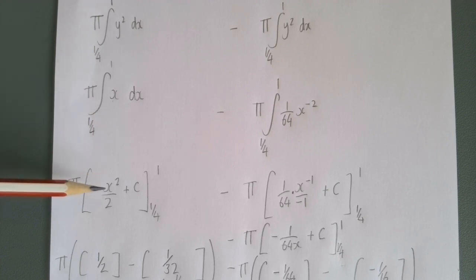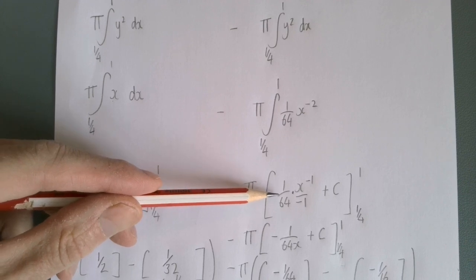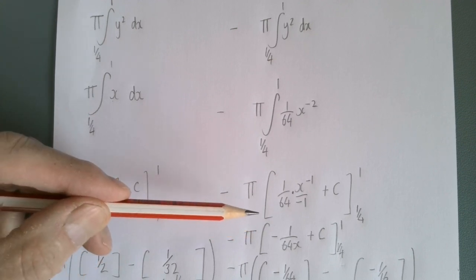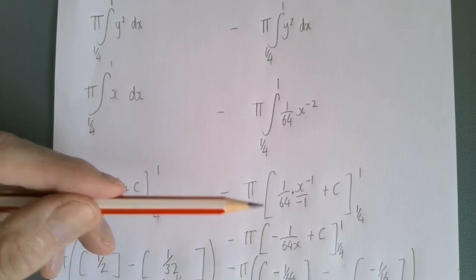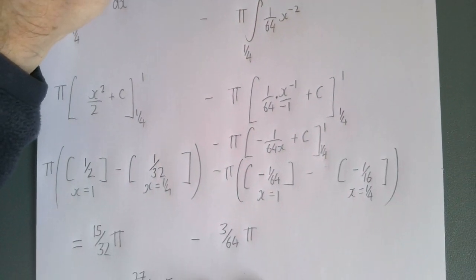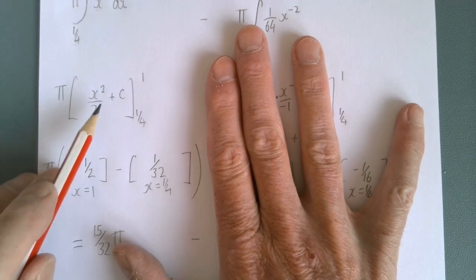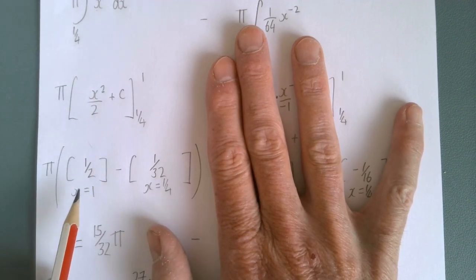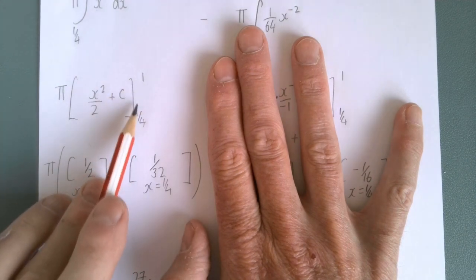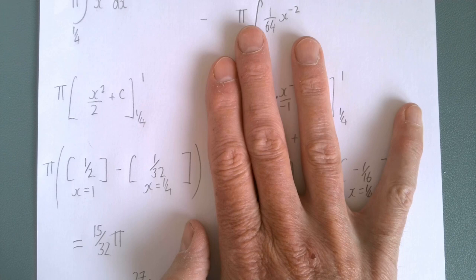Okay, so it was increase the power divided by the new power. Increase the power divided by the new power, that I rearranged, so that was minus 1 over 64. Bit fiddly, but there we go. I then substitute my values in. It looks a bit of a mess, but yeah, this is this one. So I've got what you get when x is 1, take away what you get when x is a quarter, because we're working between 1 and a quarter. And that gave me that.